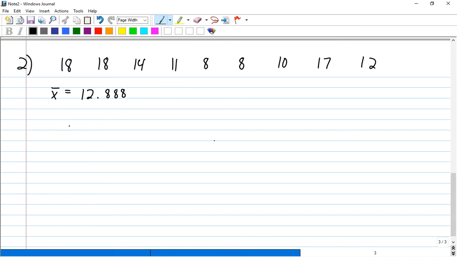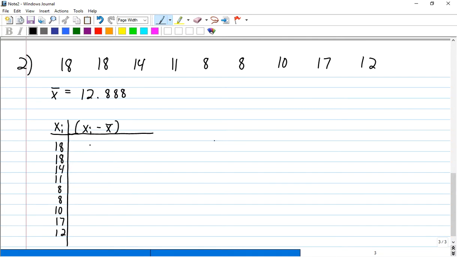Alright, so I'm going to make one column. It's going to have all my data values. That's my x sub i values. I'm going to write these in here, and then I'm going to have another column. The neater you are and the more organized your chart is, the less likely you are to make a mistake. So my next column is going to be x sub i minus x bar. So I'm going to say 18 minus 12.888. I'll do that twice.